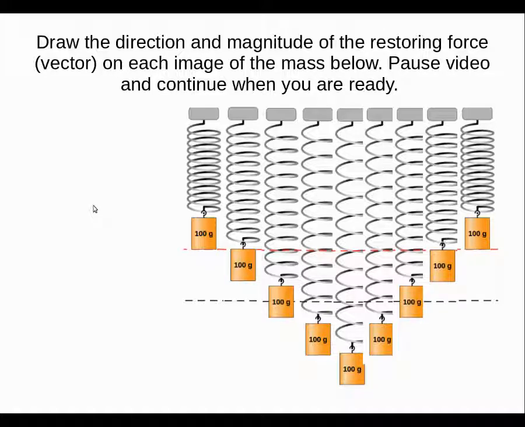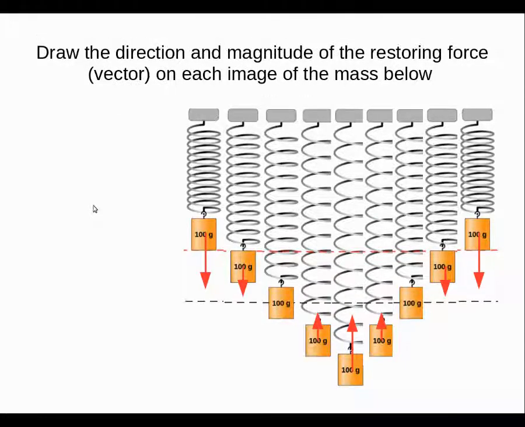Okay, so let's look at the restoring forces, and hopefully you've got something looking like this. The restoring force at the beginning, for the first point when I release the mass, is acting down towards the equilibrium position, and has its maximum value because that's where the acceleration is a maximum. As the mass accelerates towards the equilibrium position, the acceleration decreases and the restoring force therefore decreases.